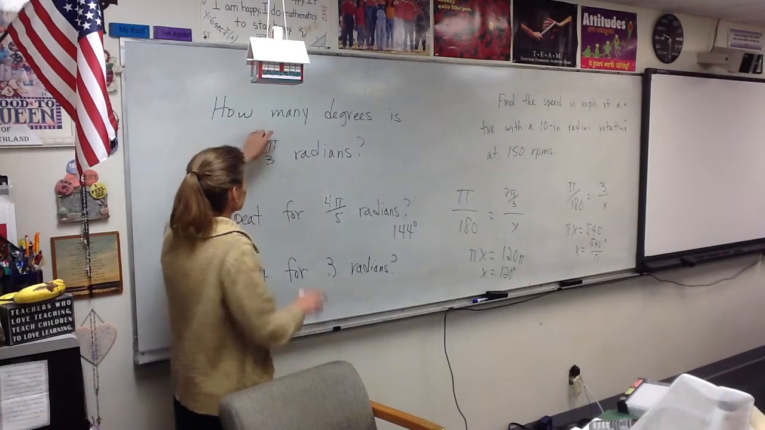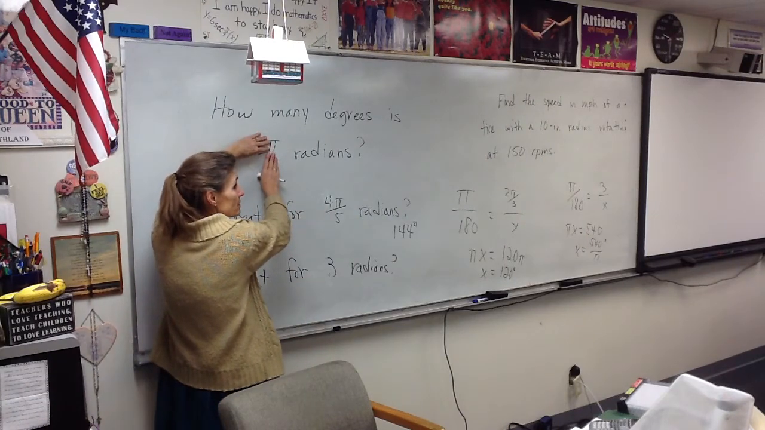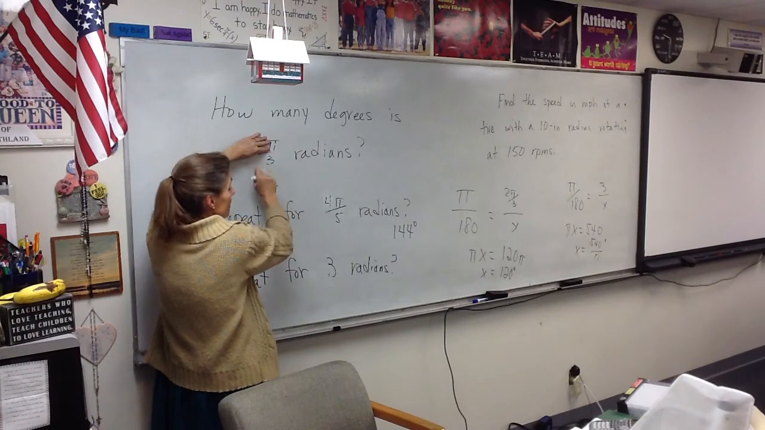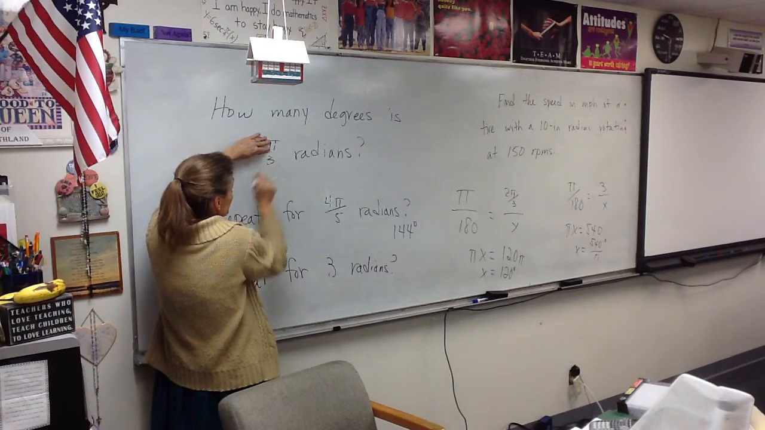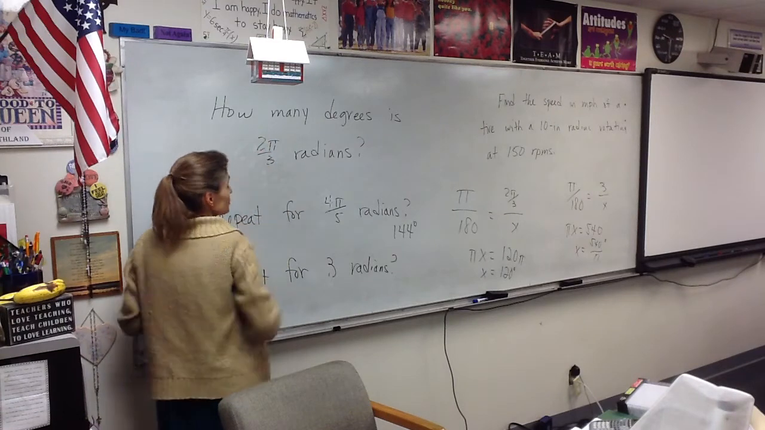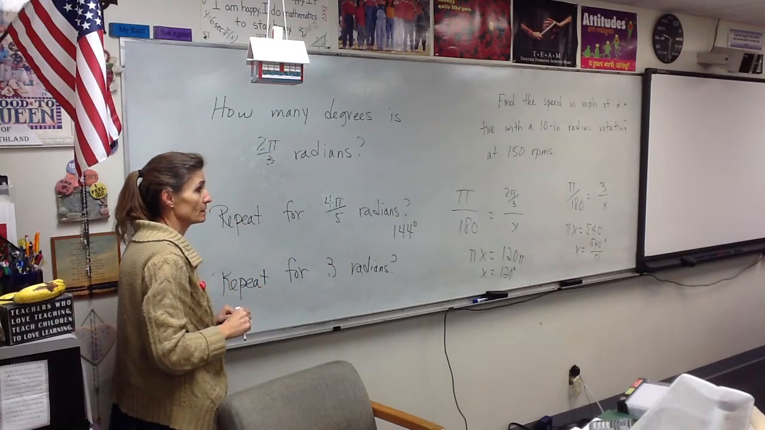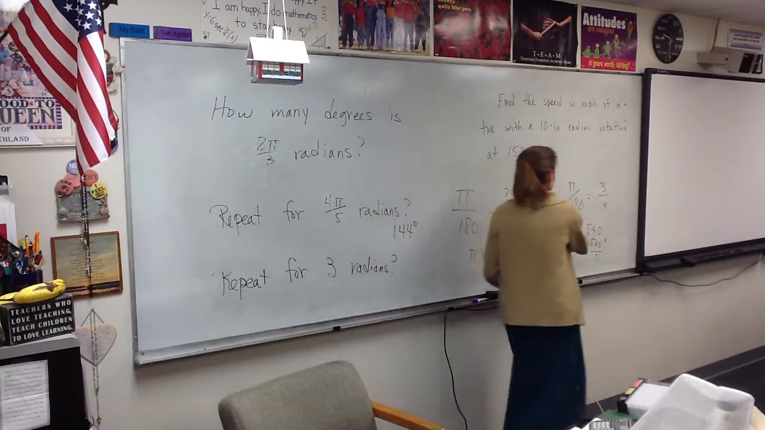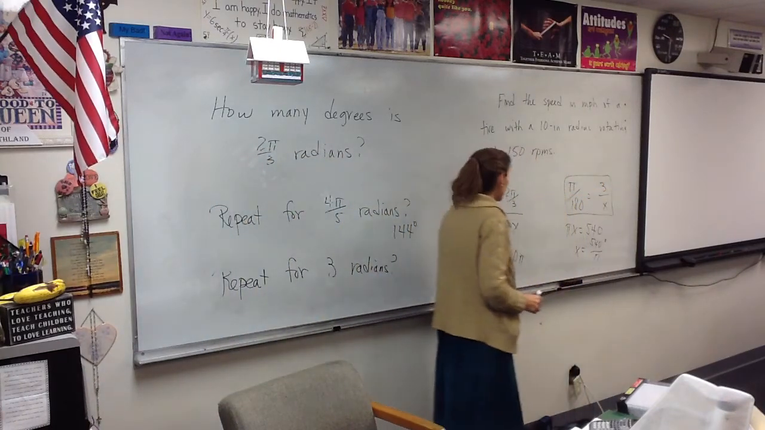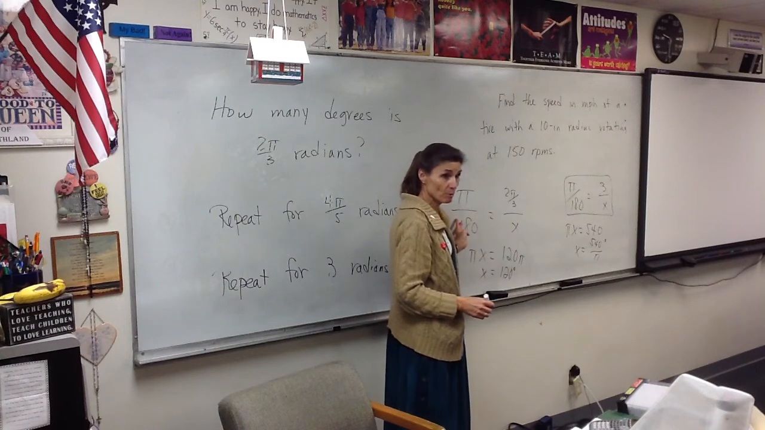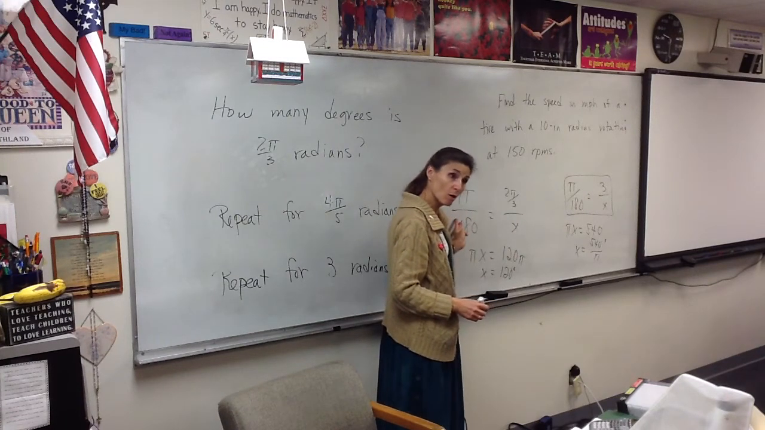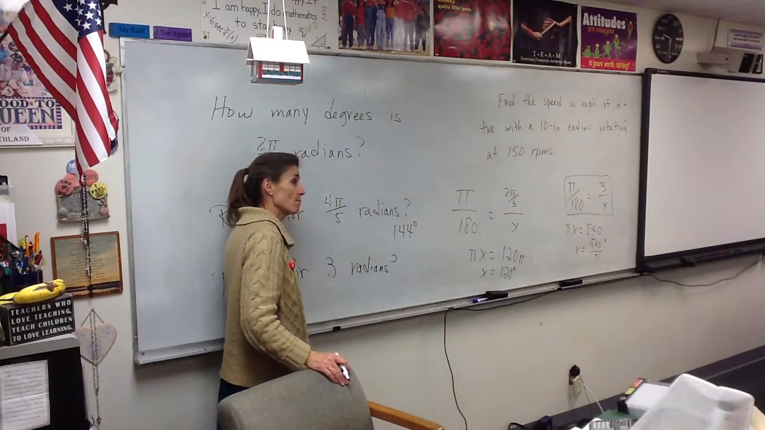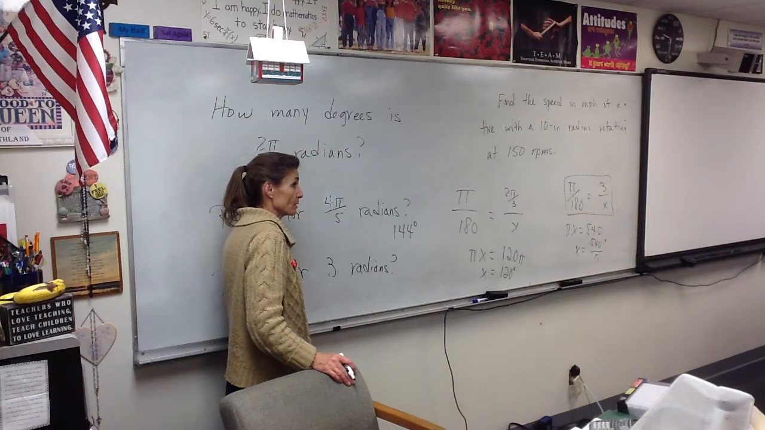Pi radians is 180 degrees. So if there's a pi in your angle measure, use that fact. That's 180 divided by 3 is 60 times 2 is 120. If you don't have a pi, then you're going to need to set up your proportion. You can always set up your proportion, but you don't always have to if you have a pi in your radian measurements. Okay?